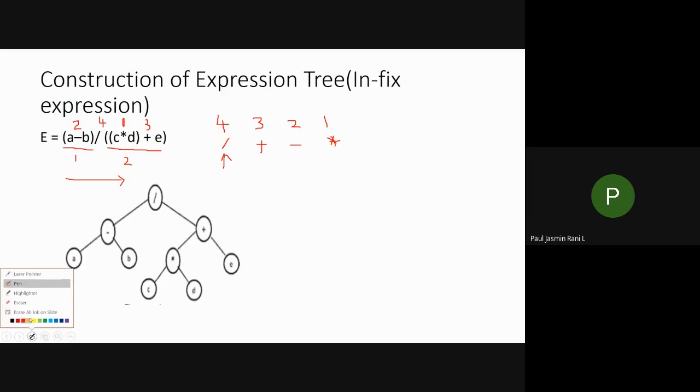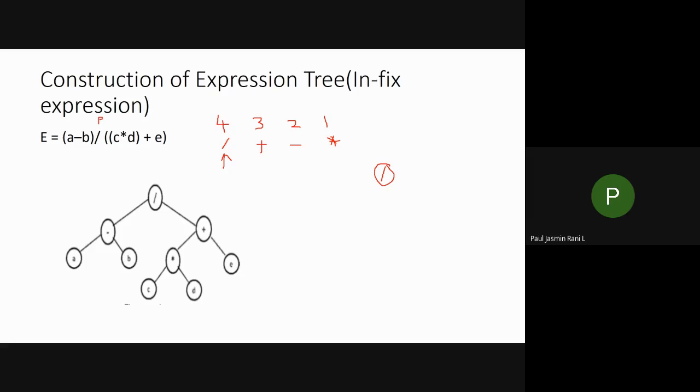Okay, is there any doubt? Can you follow this one? So first, you marked all the priority numbers for the operators. Next, you arranged all the operators according to descending order, that is, priority-wise. So I have taken the least priority, that is the slash, and I'm going to mark that slash as my root element. After that, now this slash is my root element.